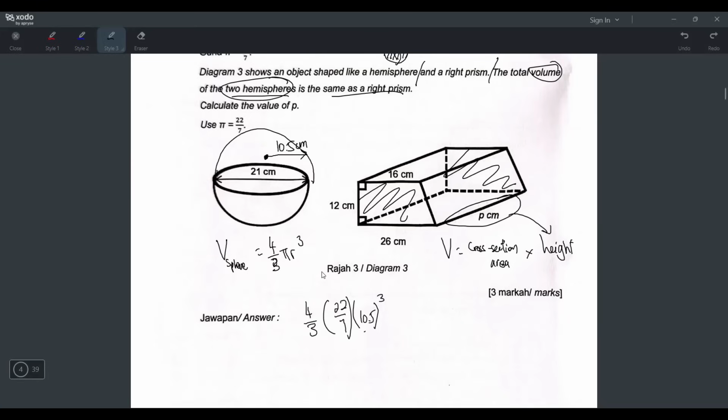Yeah, because this is the formula for volume of sphere. So when you do this, it's already for two hemispheres combined. Okay, now for the other side, equal to what? It's the same as the volume of right prism. Calculate the value of P.